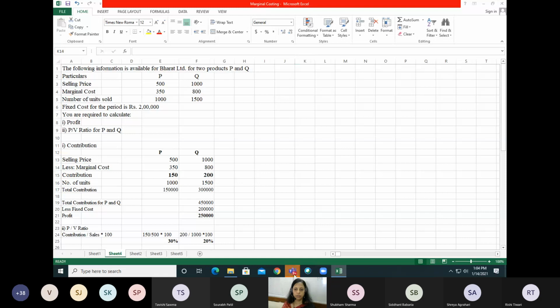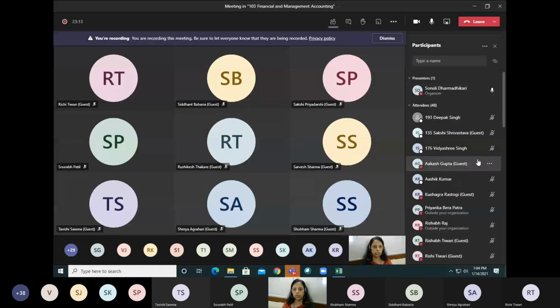So what you have to do in marginal costing, you have to understand the relationship between cost, volume and profit. So how fixed cost is deducted at the end, then how marginal cost is found out, how contribution is calculated. Okay, so have you followed how to solve the questions on marginal costing? Yes, ma'am. If you have any doubt, ask at the same time.